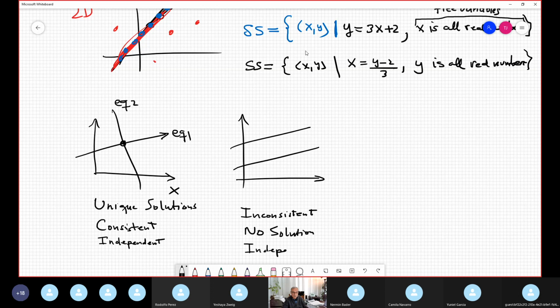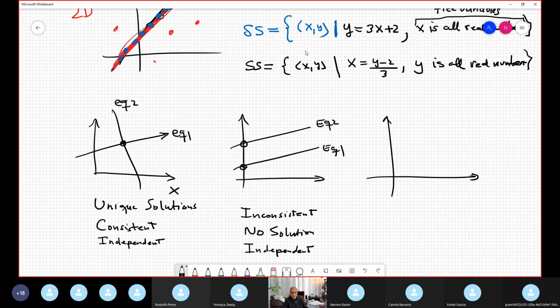Independent because the graph of equation 1 and equation 2 are not completely different. It's the same slope, but a different y-intercept. Look, this is the y-intercept for this, and this is the y-intercept for this.